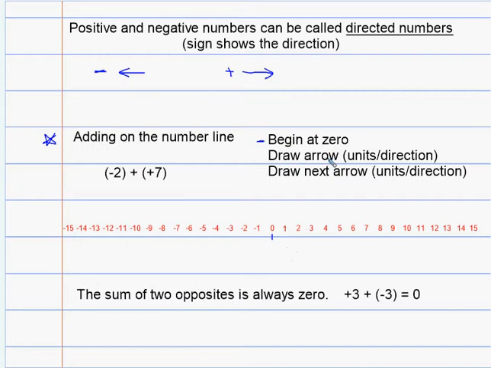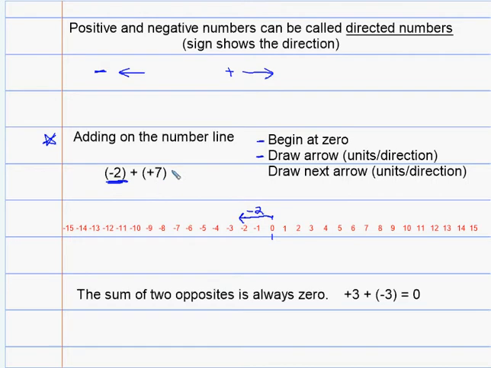So we're going to start right here at 0. And you draw an arrow that goes the number of units in the direction of that first term. So we need -2. We're going to go a distance of 2 in the negative direction. So we're going to start here and draw an arrow that goes this way 2 units. There we go, -2. That's where we went. Then we're going to draw the next arrow with the units in the direction that it tells us to go. So we're adding +7.